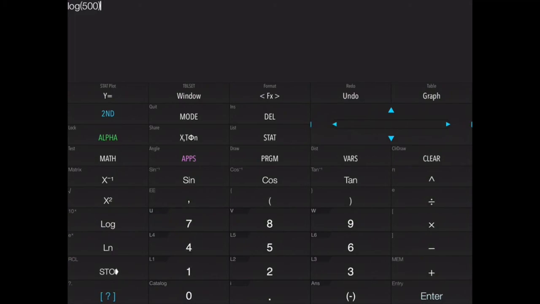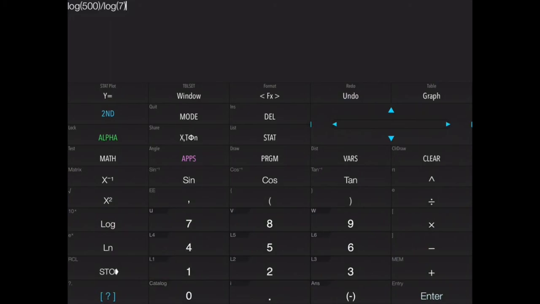So the log will give you an open parentheses. You type in 500 and make sure you close that parentheses. Basically to tell your calculator that that's what you're taking the log of, and it also tells it that that's the end of the top of your fraction. So the log of 500 divided by, the bottom says log of 7. So I again press that log button, hit the 7, close the parentheses.